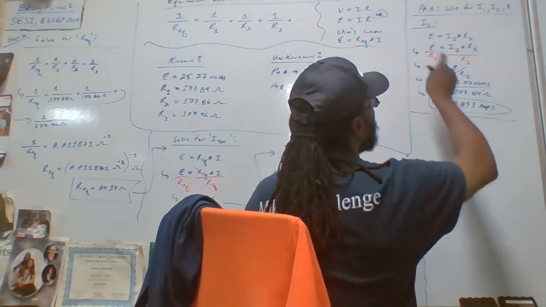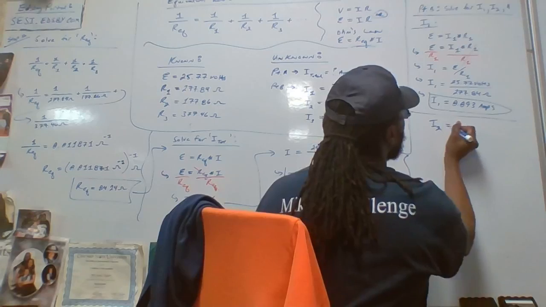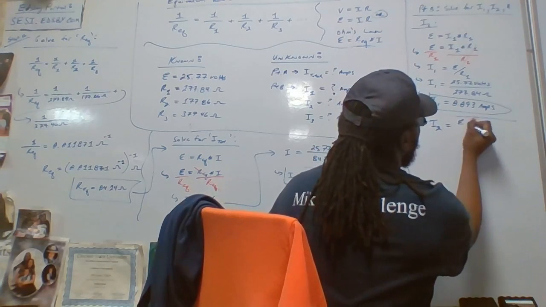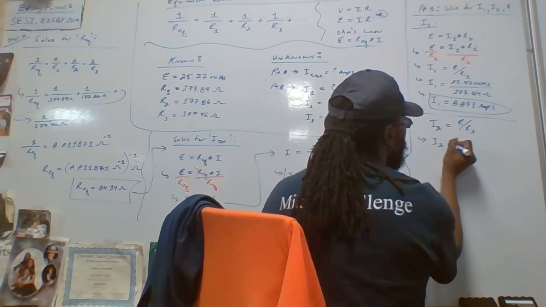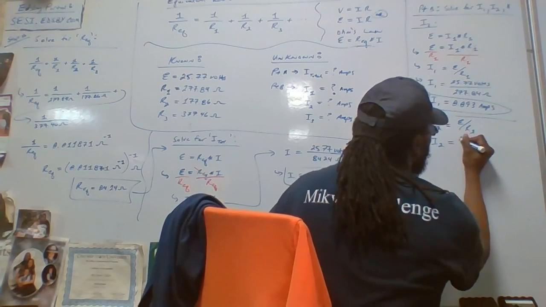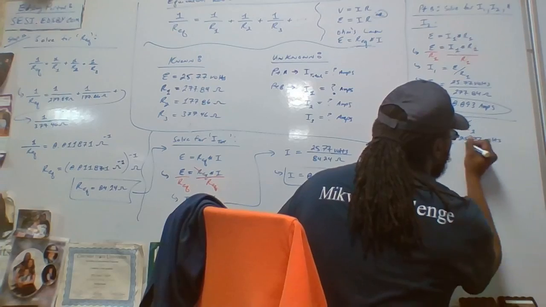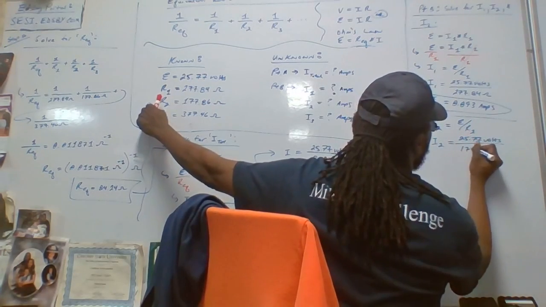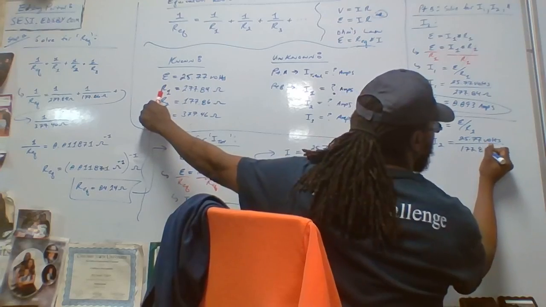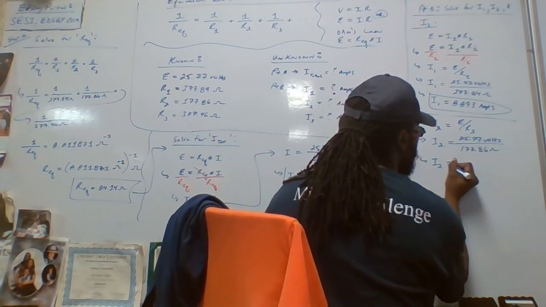To skip a lot of steps, I'm going to rewrite this as I2 is equal to, I'm not going to do the algebra again, epsilon over R2. Well, what does that translate to? I2 is equal to, we know the same voltage, 25.77 volts, divided by, what was our R2? It was 177.86 ohms.